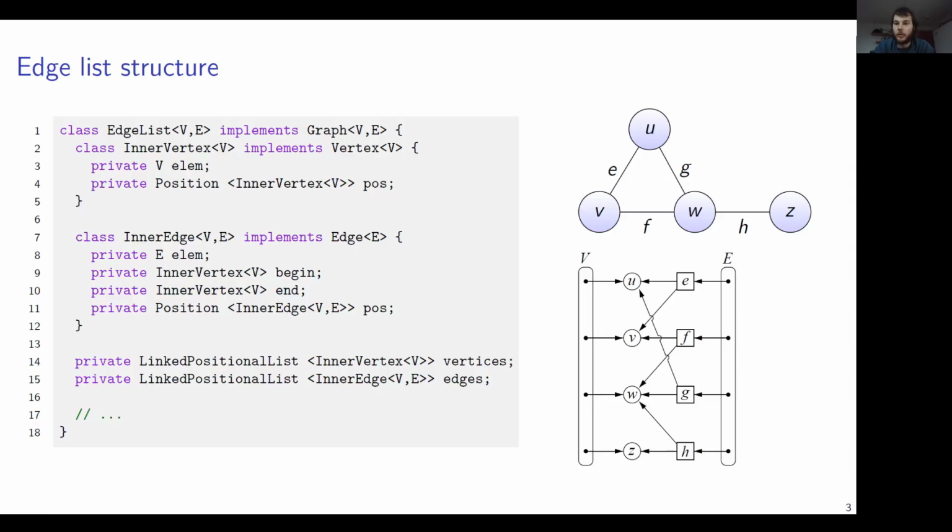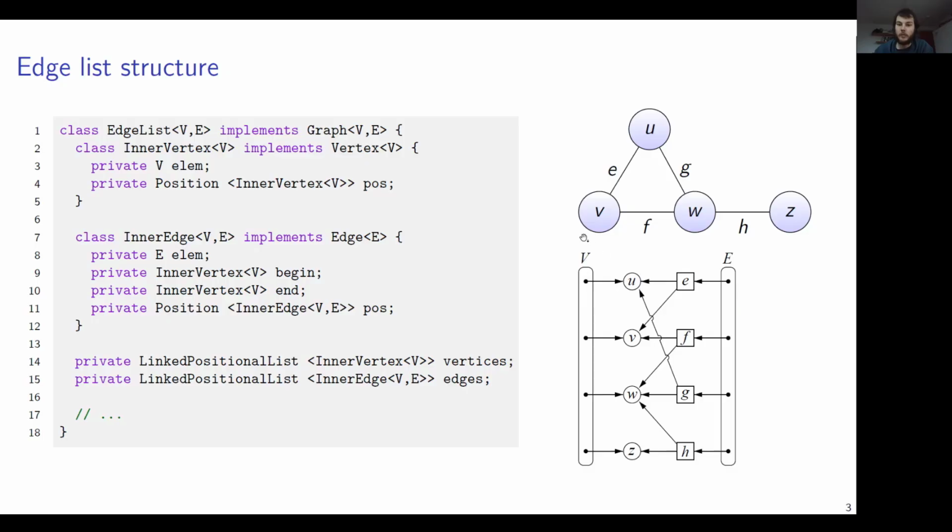So there's a number of ways to implement graphs. I'm going to be showing you 4 of them. And the first one is the edge list structure. So you can see the code to implement it here on the left. And you can see an overview of how that looks like in a computer on the bottom right.